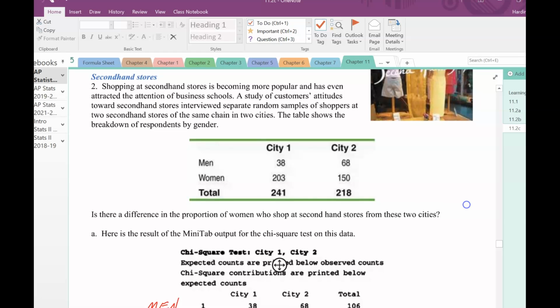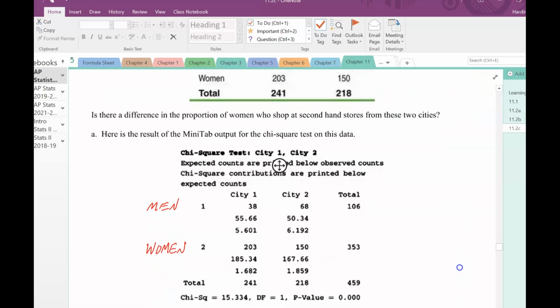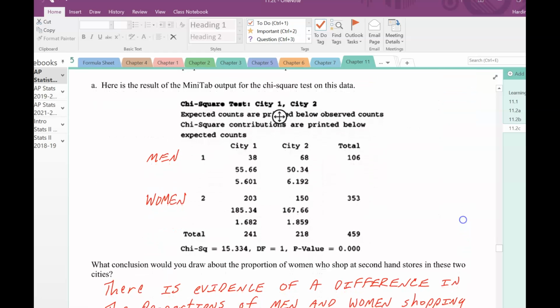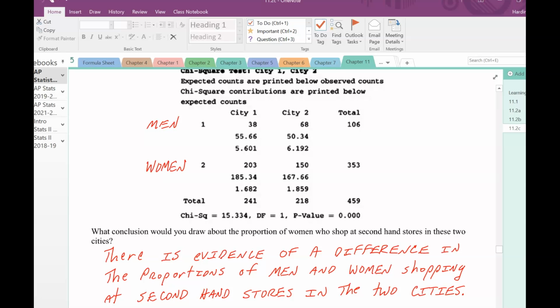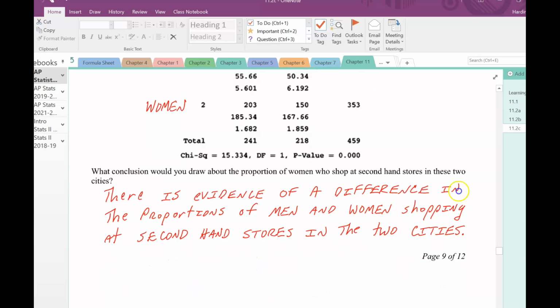This is a 2 by 2. If we did that, you can take a look at the Minitab output here. There's the observed count, there is the expected count, there's the contribution to the chi-square statistic. And then down there, our chi-square statistic is 15.334, degrees of freedom is 1. We end up with a p-value that's essentially 0. So what conclusion would you draw? You would say that there is evidence of a difference in the proportions of men and women shopping at secondhand stores in these 2 cities.